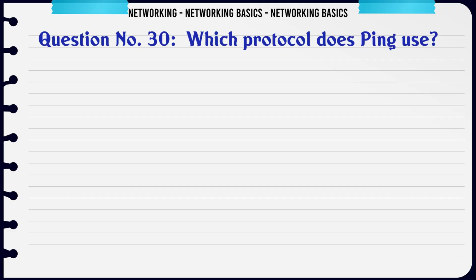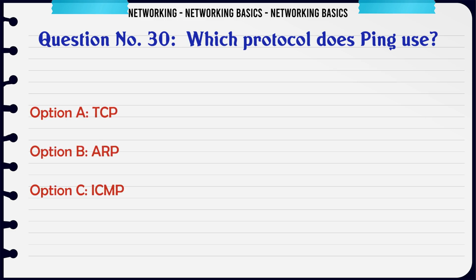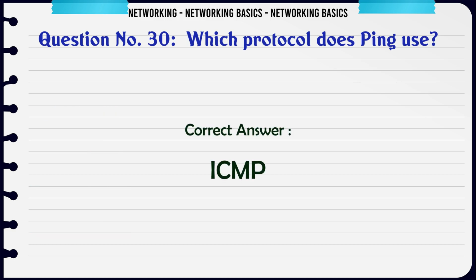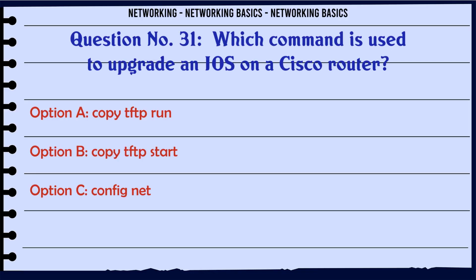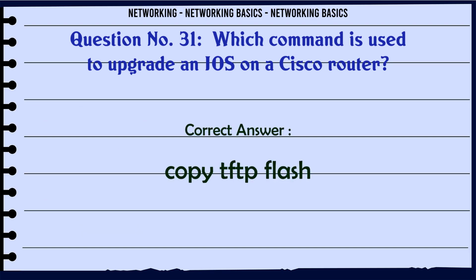Which protocol does ping use? A. TCP, B. ARP, C. ICMP, D. BOOTP. The correct answer is ICMP. Which command is used to upgrade an IOS on a Cisco router? A. Copy TFTP run, B. Copy TFTP start, C. Config net, D. Copy TFTP flash. The correct answer is copy TFTP flash.